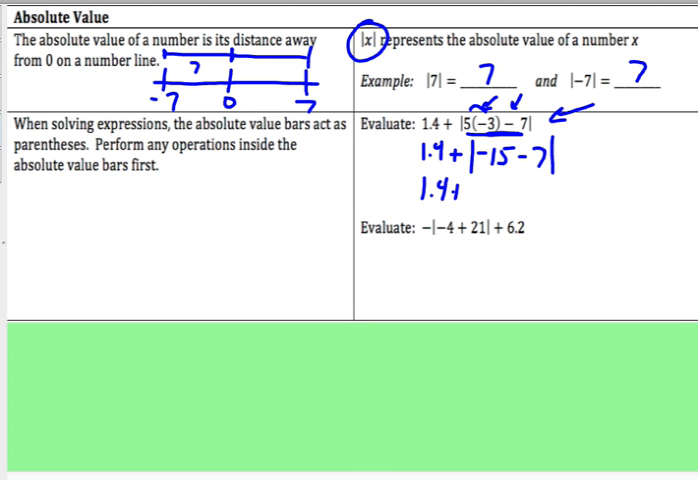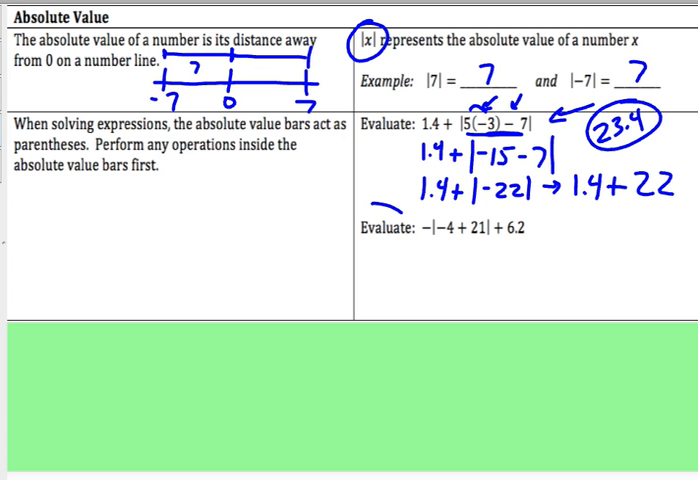This is 1.4 plus the absolute value. -15 minus 7 is -22. Now you can take the absolute value of it, and you get 1.4 plus the absolute value of -22 is 22, and then just 1.4 plus the 22, your answer would be 23.4. So that's evaluating expressions with absolute value.